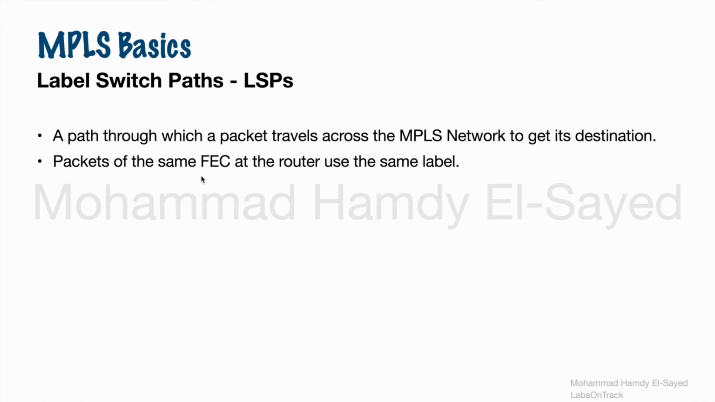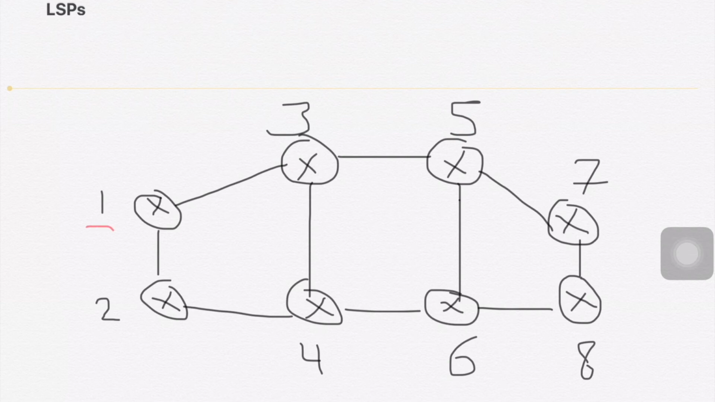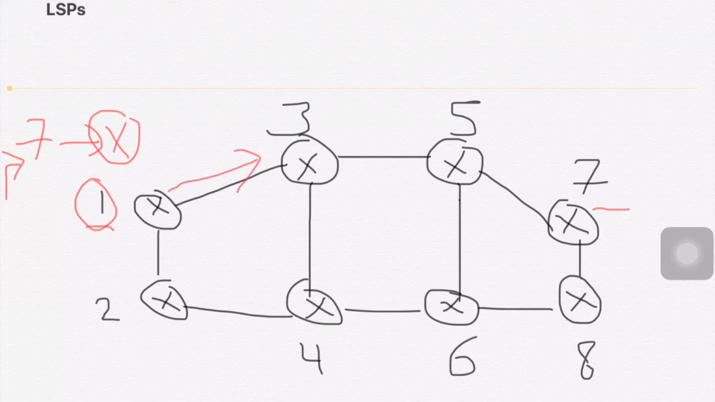packets of the same FEC at the router use the same label. That means if router 1 wants to go to router 7, the network of router 7 at router 1 will be labeled. It will have a label, for example, label X. So all packets matching the network of router 7 will be labeled from router 1 with label X and sent out to the LSP path to router 3.